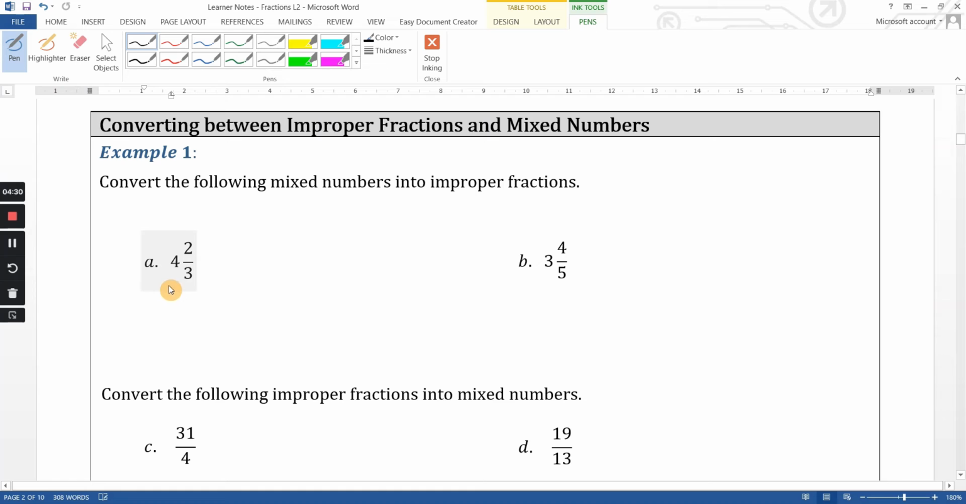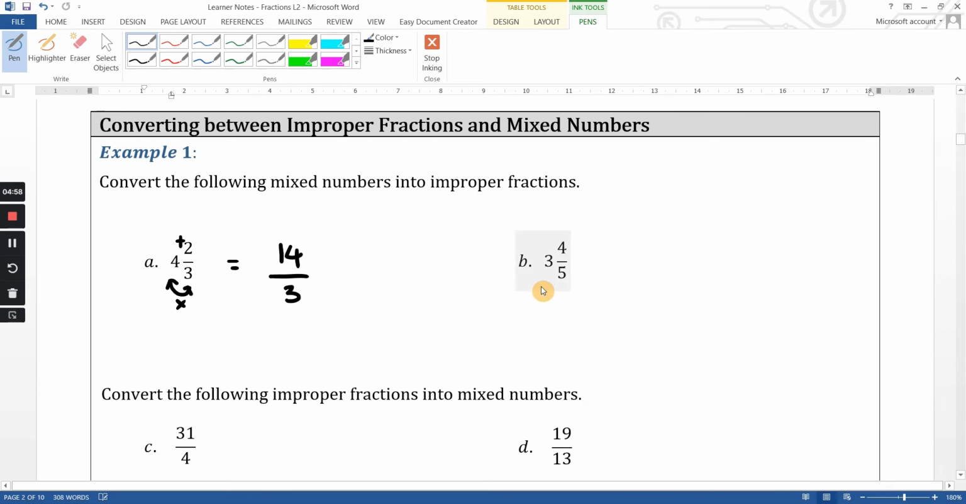What you need to do is you multiply these two together and you add the numerator. So 4 times 3 is 12, plus the 2 is 14. So your numerator will be 14, and it's out of whatever denominator they're using, a 3. So your answer is 14 out of 3. Yeah, so that's the same as that.